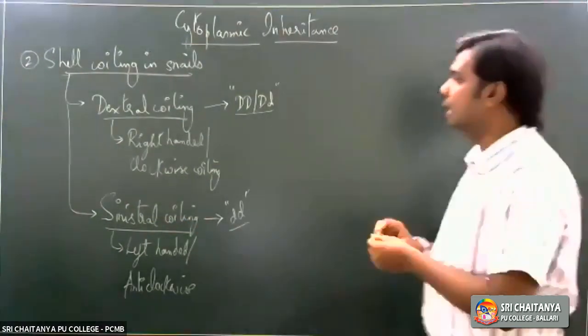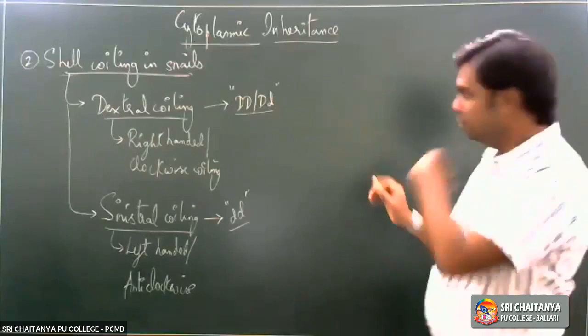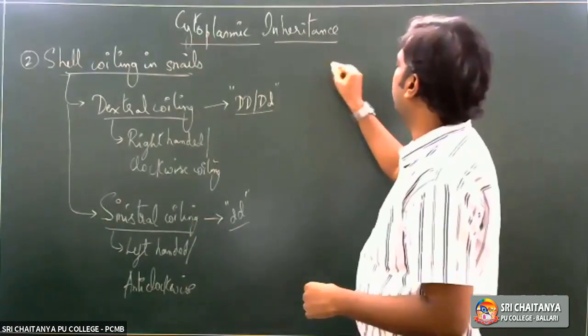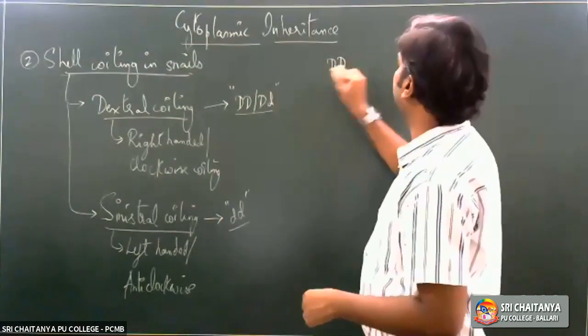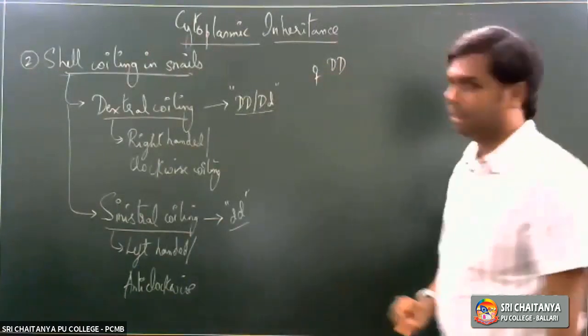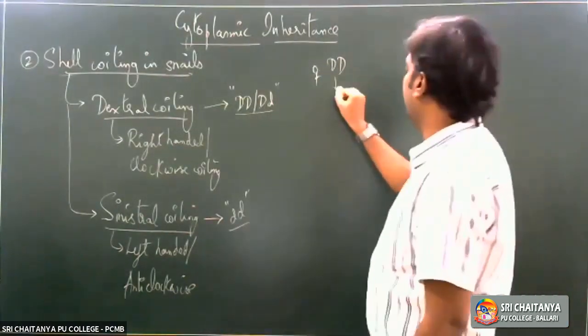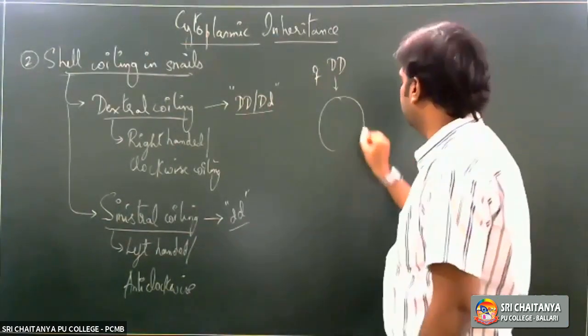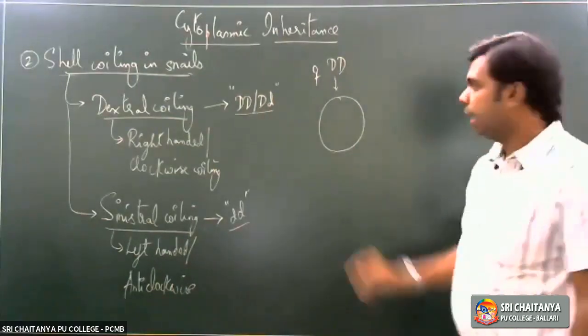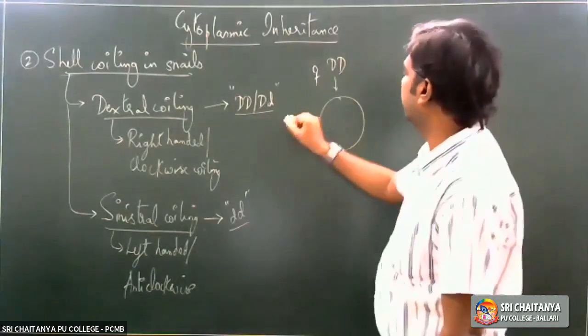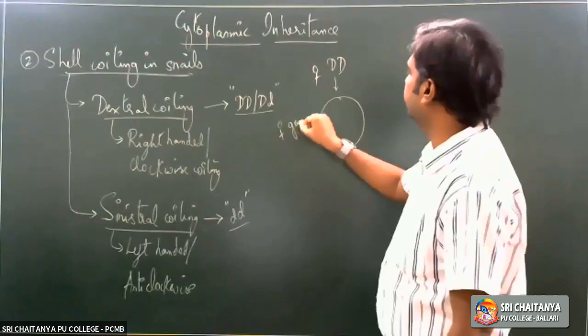So let us first take up the female organisms here. When we talk about the female organism, let us take a female having capital D, capital D. Right. Now this female, once it starts forming the gamete, this will be the female gamete. As usual, this is the egg here, right? So this is the female gamete.